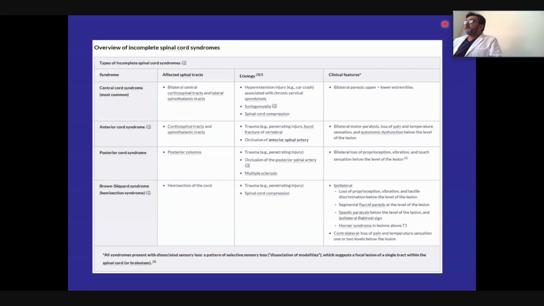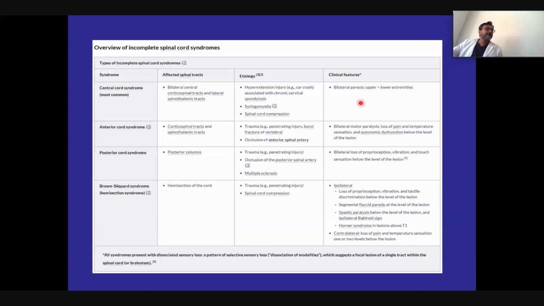Let's see if there are any chats. Doctor, the symptoms of pain and temperature are the same as the symptoms of crude touch, right? Yeah, crude touch and pressure you usually do not test. You test pain and temperature, which is the function of spinothalamic.